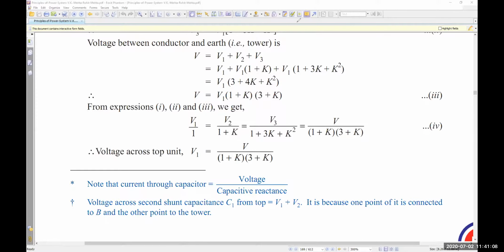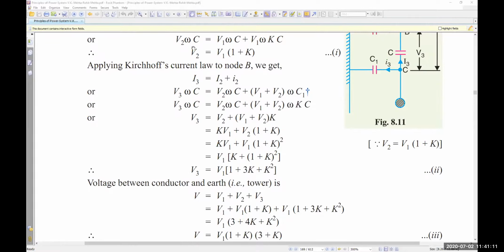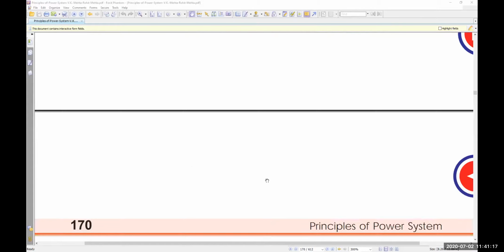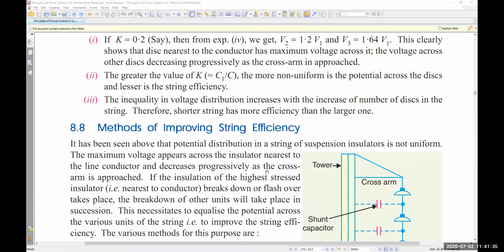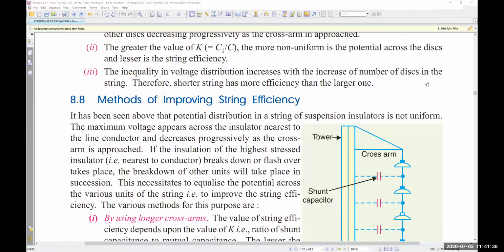If you know V1, can you find V2? Yes, sir. Can you find V3? Yes. Of course, right? So can you find the string efficiency? The string efficiency is equal to the voltage across the string, that means the total V, and the voltage across the nearest conductor, that means V3. And this is 3. So V divided by (3 into V3) into 100%. Okay? Yes. So methods of improving string efficiency, we will learn later.